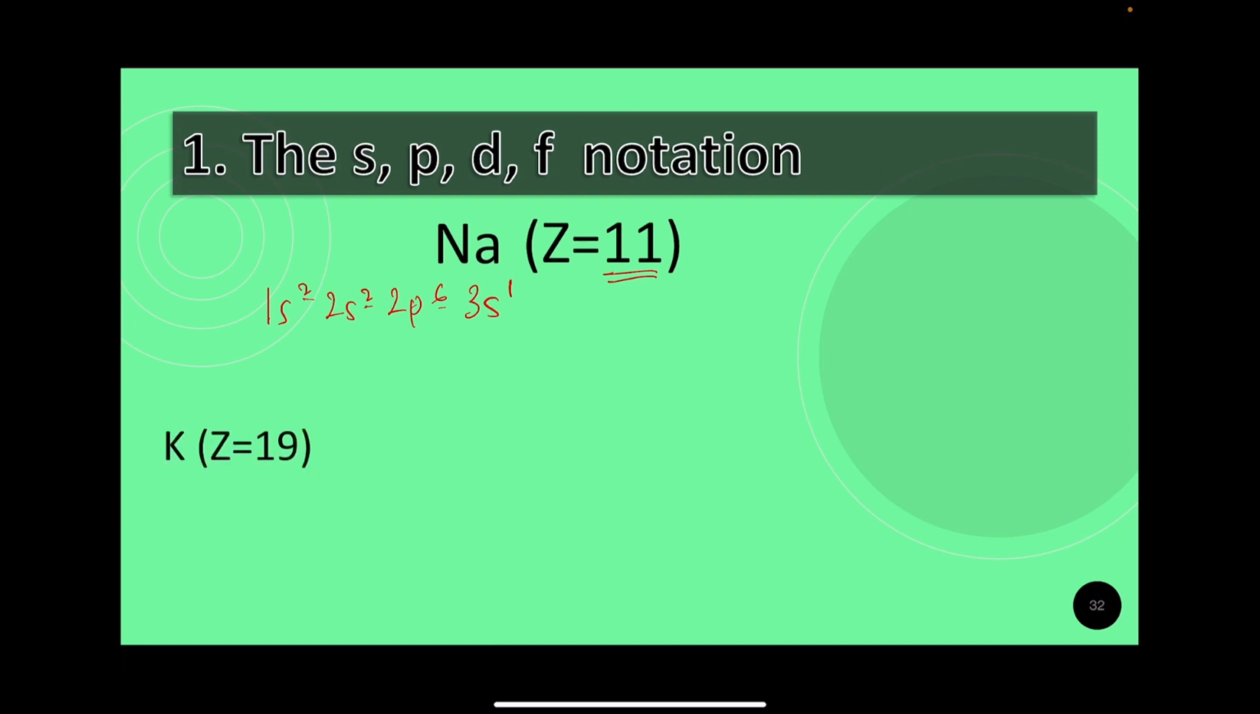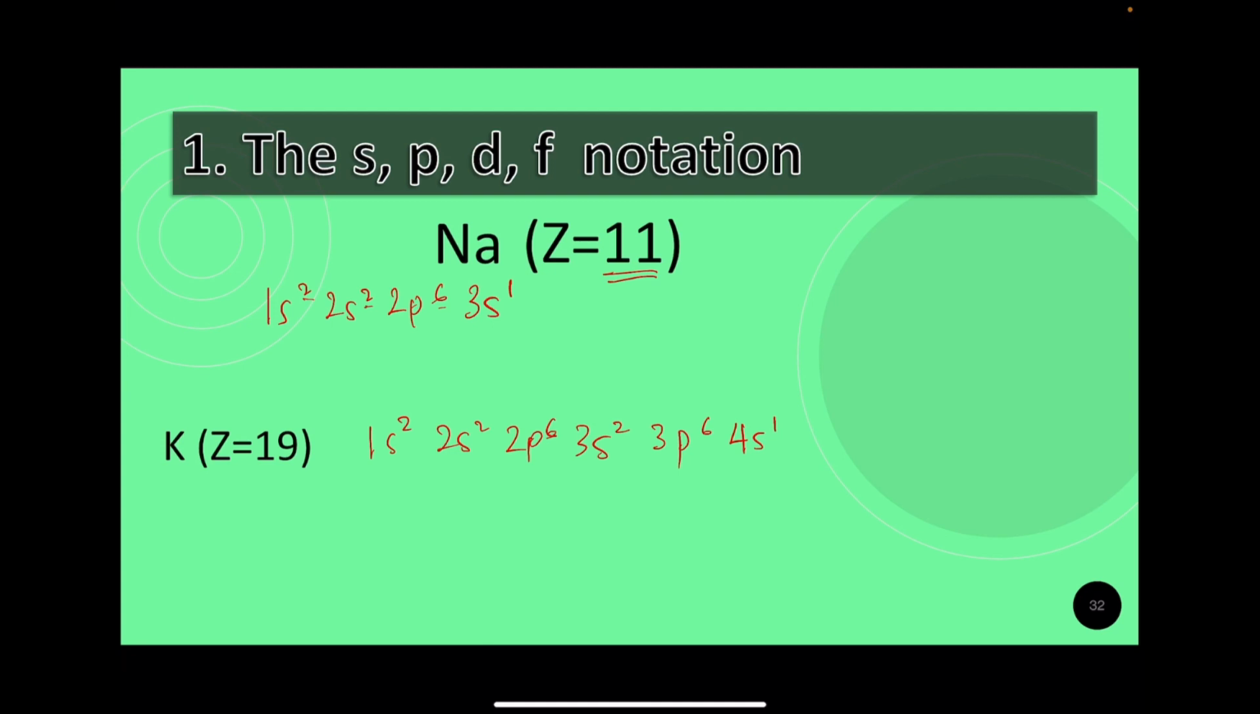Next example is potassium, with 19 electrons. So we start with 1s2, 2s2, 2p6, 3s2, 3p6, which means you already use 2, 4, 10, 12, 18 electrons. Only one is left, so after 3p is 4s1. Okay, 4s1. So this is the electronic configuration of potassium in SPDF notation.